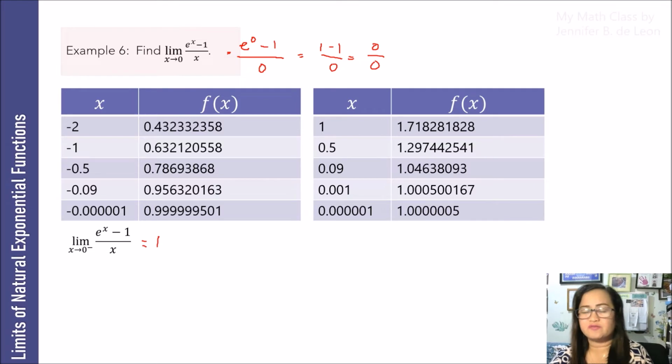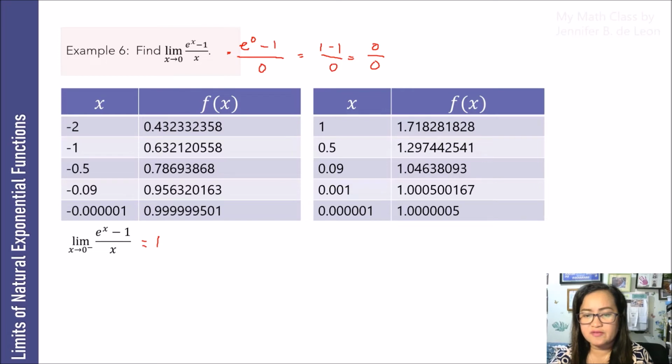We choose values from the right of 0. Okay, so let's say we have 1, then until 0.000001, until it gets closer to 0. And here are the values for the f of x. So let's study the trend.